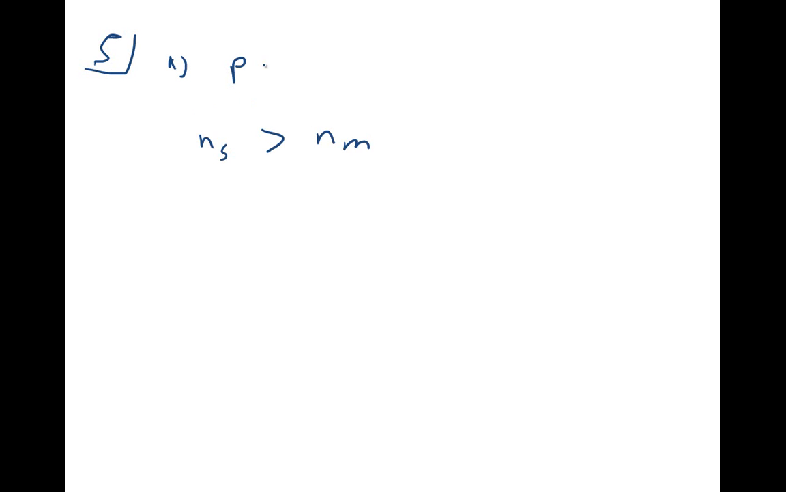So I try different values of the number of poles until I end up with an NS that's greater than NM but close to it. So I try 2, 4, 6, 8, and so on, because the number of poles has to be even. Once I have done that, then I can use my equation for the slip to get to the slip.